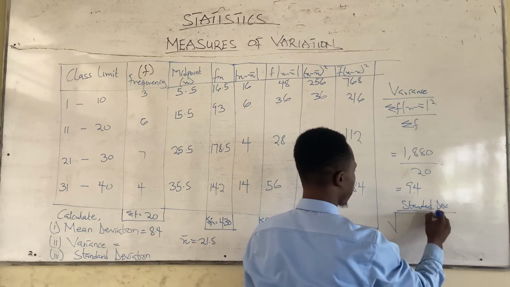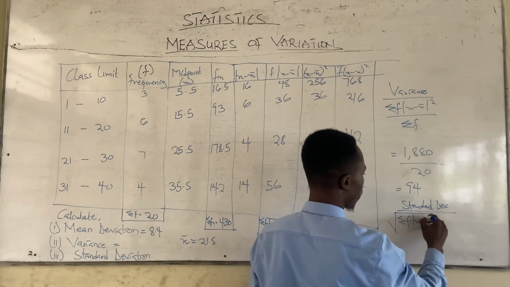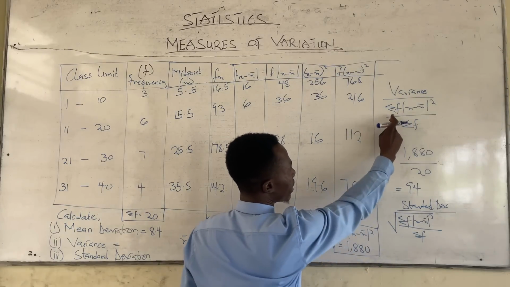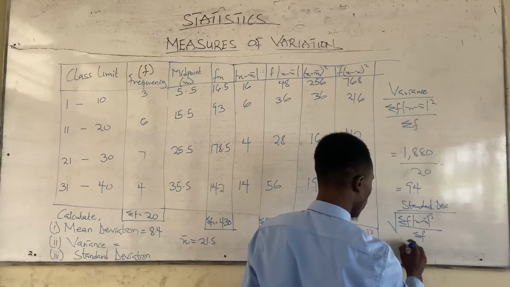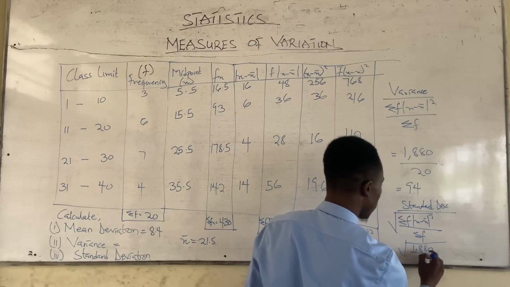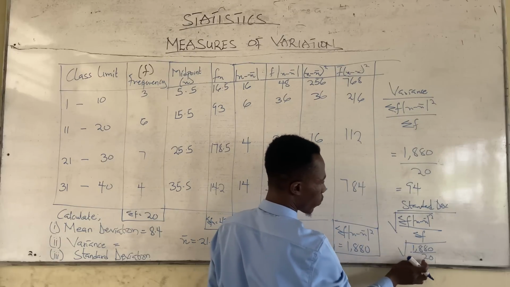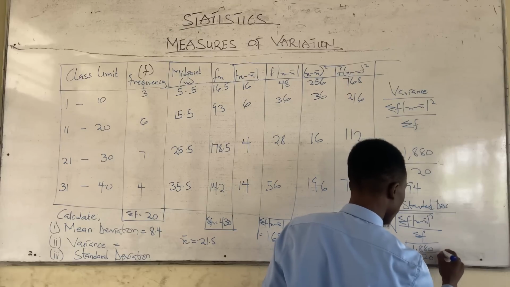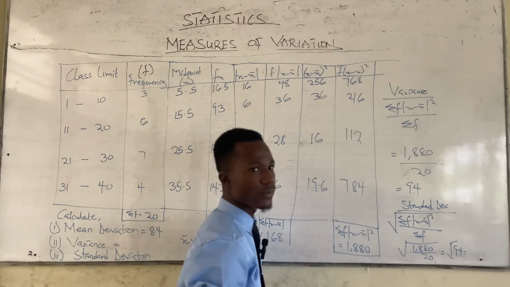So we say square root of summation f multiplying deviation squared over summation of f, right? And the summation f deviation squared, we had 1880. So we say square root of 1880 over 20. This is it. So the one in the bracket is everything here, right? So when you simplify it, what do you get? 94. So it means it is going to be square root of 94, and square root of 94 will give you what?